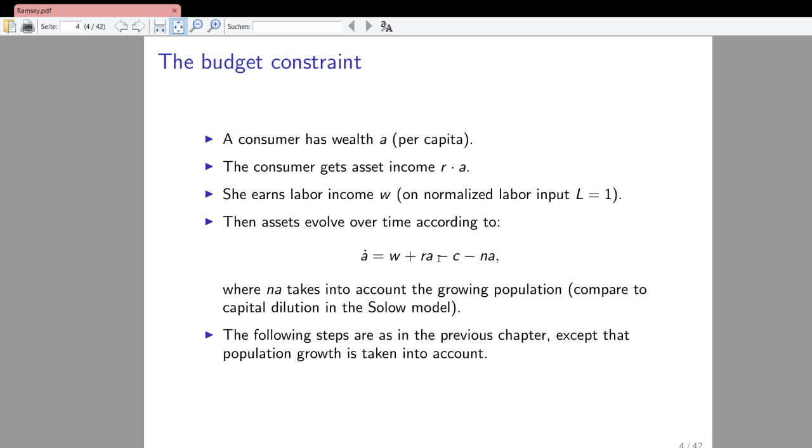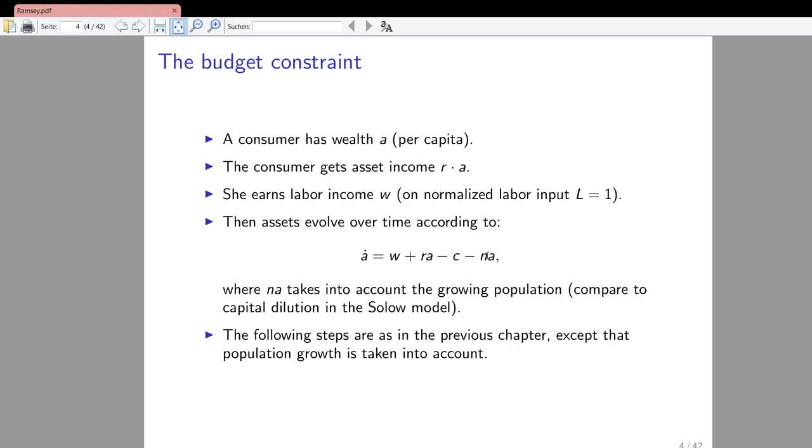That's the same as before, but now we have an additional term at the end of this expression, and this term takes into account population growth. So if assets are defined in per capita terms, that means that faster population growth leads to a dilution of per capita assets. So ceteris paribus, if the population grows faster, or in this case the household grows faster, then assets per person would grow at a lower rate.